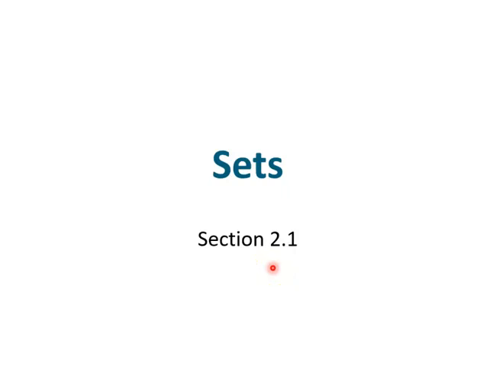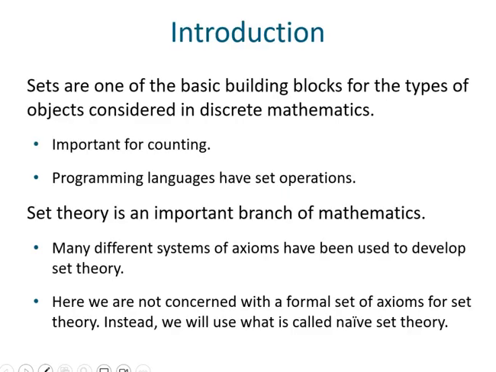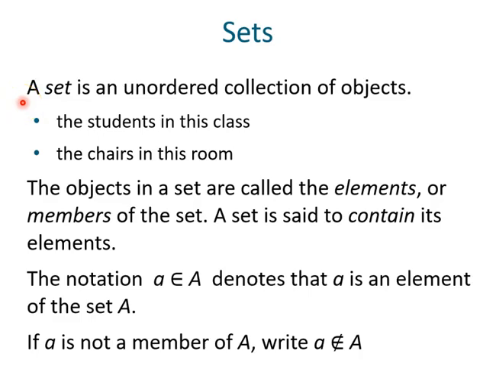Sets, section 2.1. Set theory is an important branch of mathematics. Here we use what is called naive set theory. Sets are unordered collections of objects. For example, the students in this class form a set. The chairs in this room are another set.